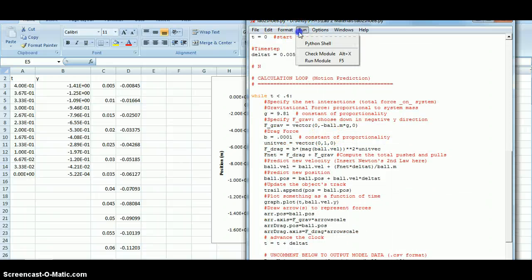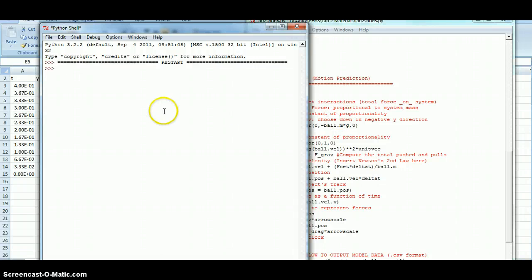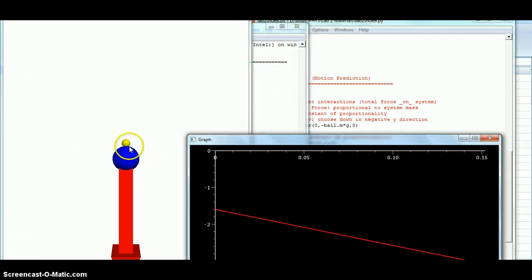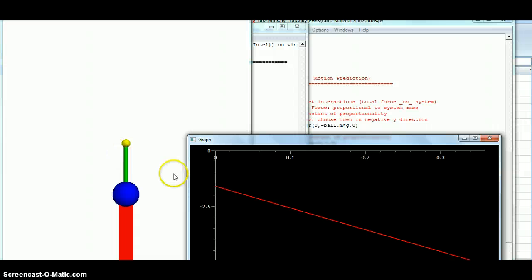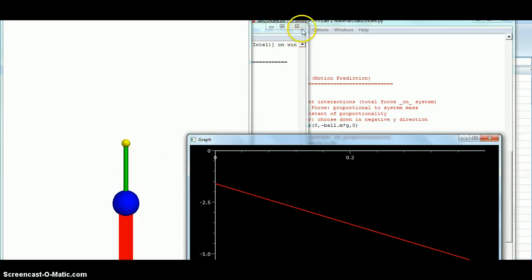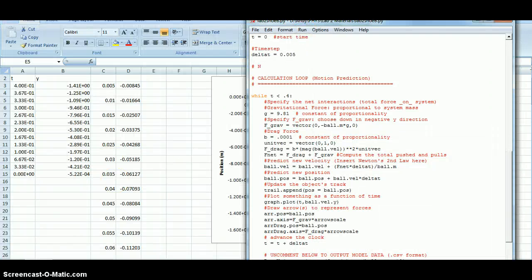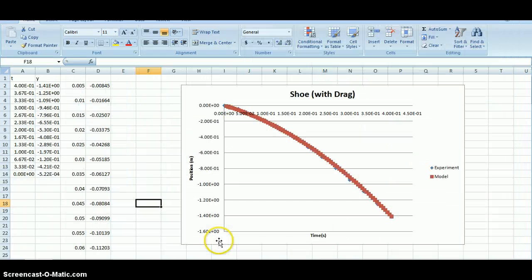Again, the same initial conditions, and again the black arrow, which is almost non-existent compared to the red arrow. And you see here, this is the with drag, the model now fits the experiment even better, but very little drag force was obviously needed. So in reality, the shoe experienced very little air resistance.